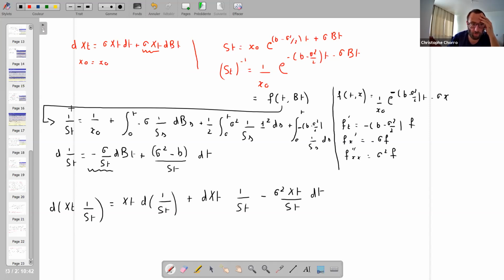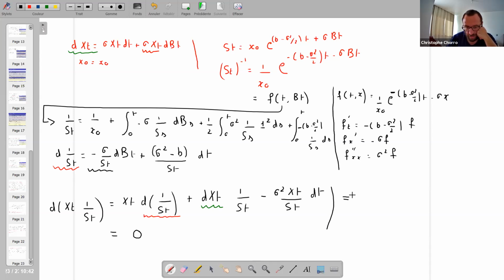And what can I do now? I can replace this one by this one. If you do the job, do it at home, I obtain 0. I obtain 0 for the Ito differential of X_t times 1 over S_t.